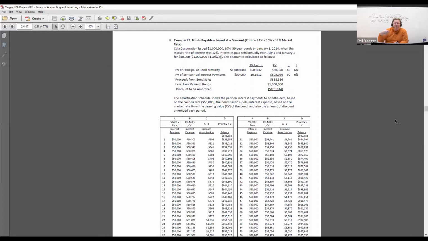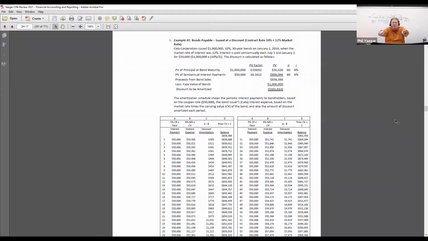So if I have $1 million bonds and I'm going to sell them at a discount, am I going to get $1 million when I issue them? Yes or no? No. But at maturity, how much am I going to pay you? $1 million.